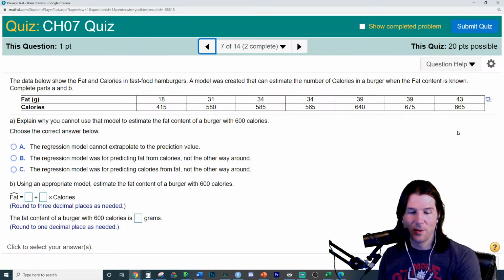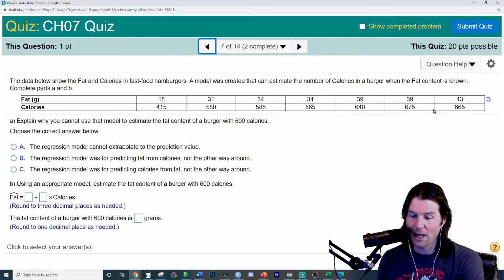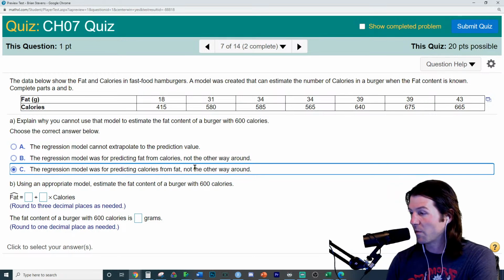You got it. So we see right here, we have fat and calories. This model says, explain why you cannot use this model to estimate the fat content of a burger with 600 calories. They're trying to estimate fat, but they made a model to predict calories. So this model was made to predict calories from fat, not the other way around.